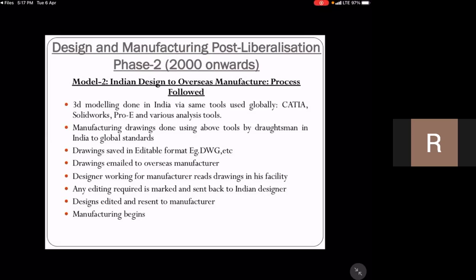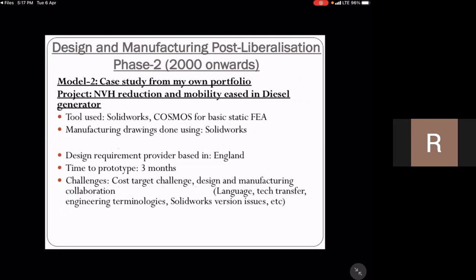The overseas manufacturer had their own designers working in-house. They would make some changes if required based on their machining capabilities. And then they'll send it back. We would freeze the design, and manufacturing would start.